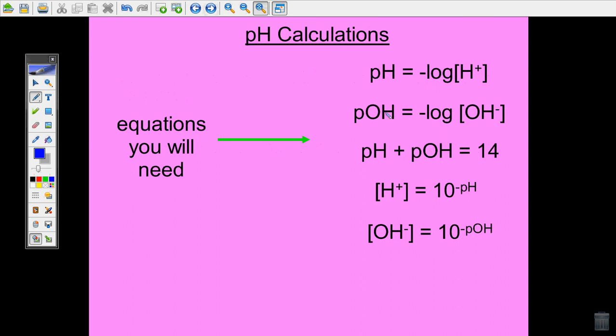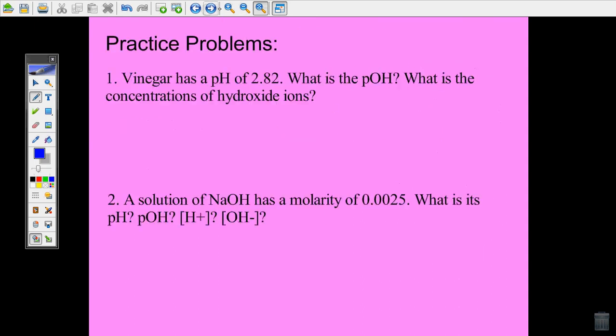Alright, pH calculations. Grab a calculator, write all these equations down. Alright, practice problems. Vinegar has a pH of 2.82. What is the pOH? Well, I told you in your equations that pH plus pOH equals 14. So if I subtract 2.82 from 14, I will get 11.18, which is my pOH.